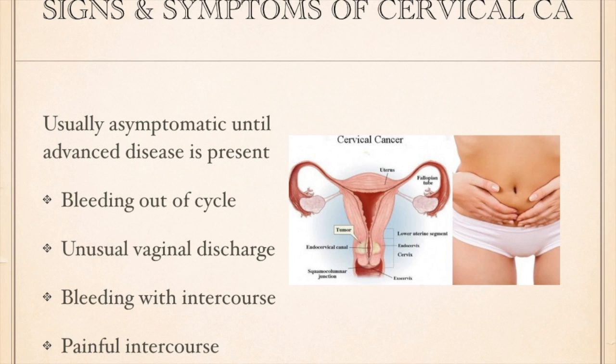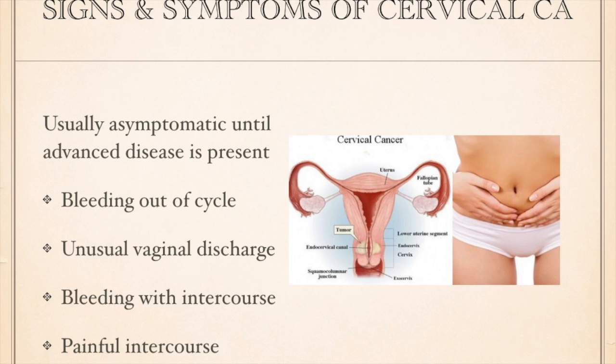Usually, it's asymptomatic until advanced disease is present. And this is where I feel that we as nurses and physicians and nurse practitioners are failing to do our job when we have a patient who comes in with advanced cervical cancer. So what they'll complain about is bleeding out of cycle. And oftentimes this bleeding is accompanied by painful intercourse.